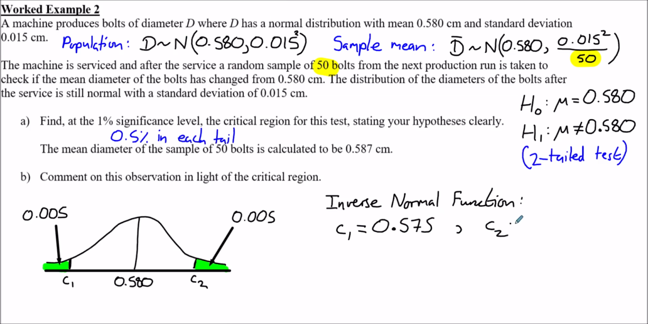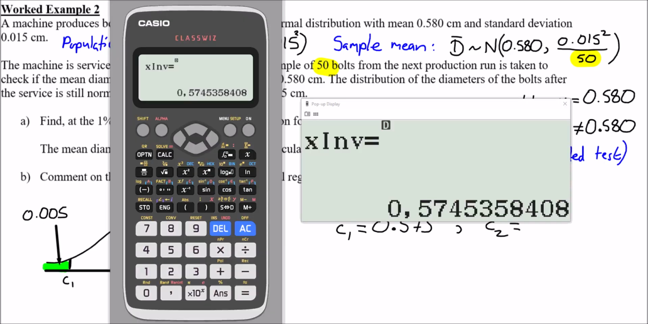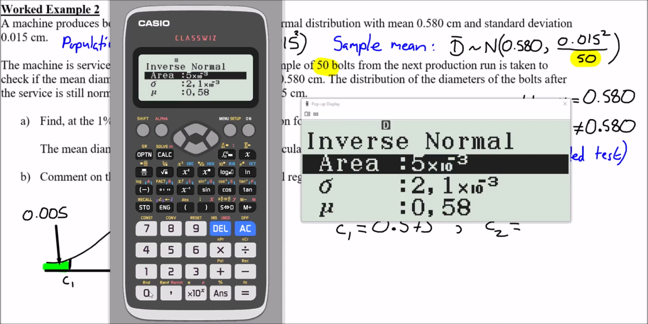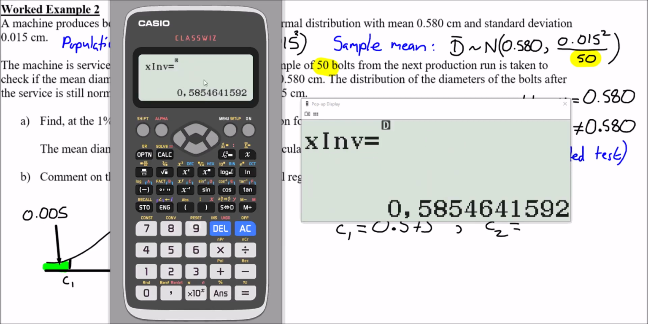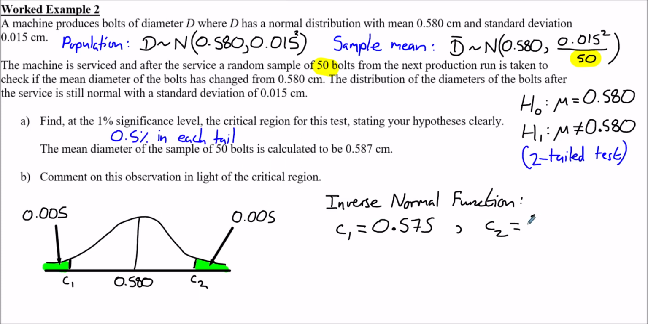Do the same for C2. C2, the higher end, this bit needs to be 0.005. That means all the stuff before it must be 0.995. So for the upper one, we can just change the area to 0.995. Mu and sigma are unchanged. We get here for that one 0.585 to 3 significant figures. And as you can see, there is a symmetry. That one's 0.005 away. That one, C2, is 0.005 away. And that's because the normal distribution is symmetrical.